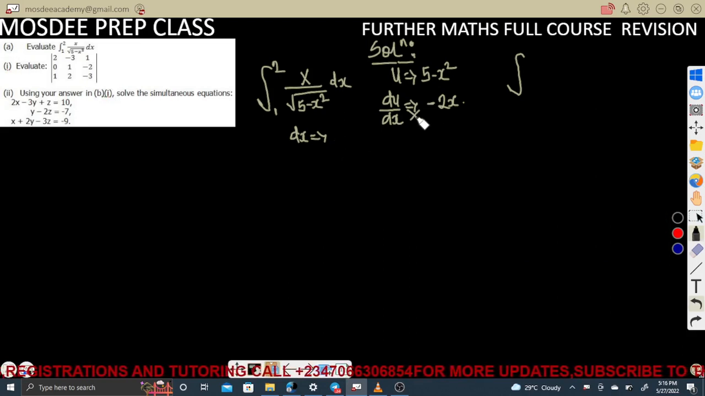du. If you don't know what we are talking about, if du over dx is equal to negative 2x, you can say du equals negative 2x dx, so dx is equal to negative du over 2x. I hope you understand that. Or you say negative 1 over 2, if you want to write it, du over x. Anyhow you write that. So that is the essence of doing this. Then you now bring it back here.